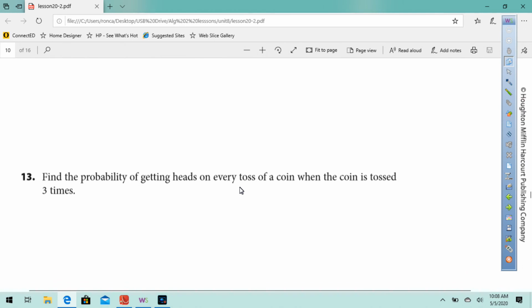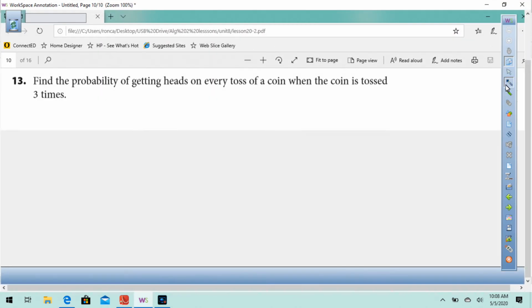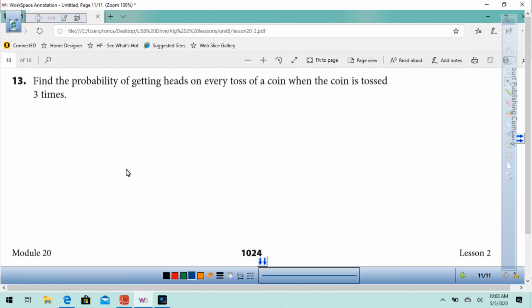13. Find the probability of getting a heads on every toss of a coin when the coin is tossed 3 times. Well, we got our first toss, we got our second toss, we got our third toss. What's the probability of getting heads on the first toss? Well, that's 1/2. What is the probability of getting heads on the second toss? Again, that is 1/2. Probability of heads on the third is 1/2. Multiply these and you get 1/8.